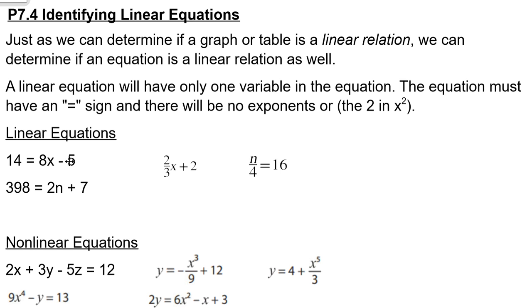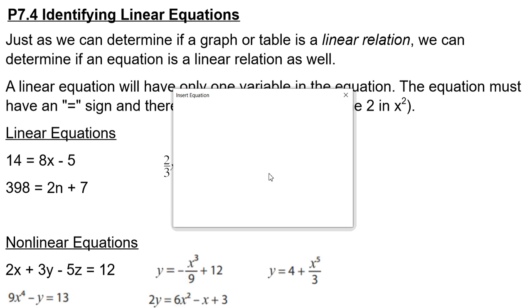So some examples of linear equations would be these. So 14 equals 8x minus 5, 398 equals 2n plus 7, 2 over 3x plus 2. Oh, that one's not quite there.